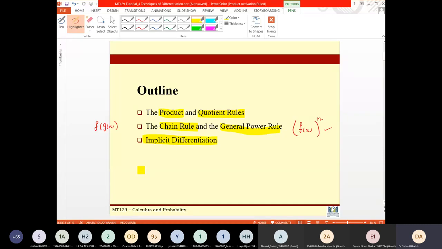It means when you find the derivative of a function when the function has x and y at the same time. It's not y equal to something, it's x and y mixed together. So let's start discussing our topic. Yes, implicit differentiation, that's correct, Isam. So let's start with the product and the quotient rule.